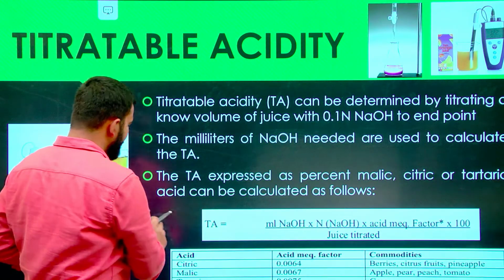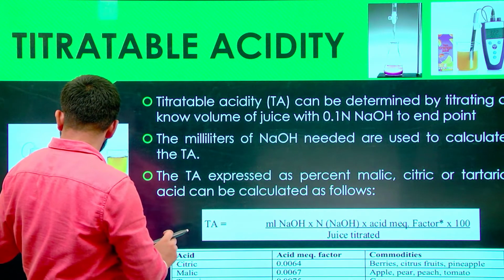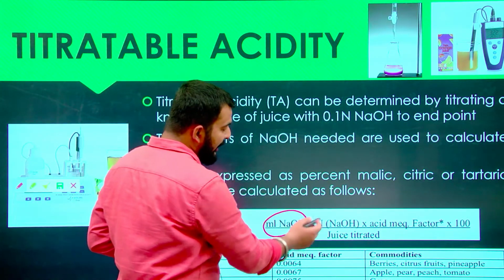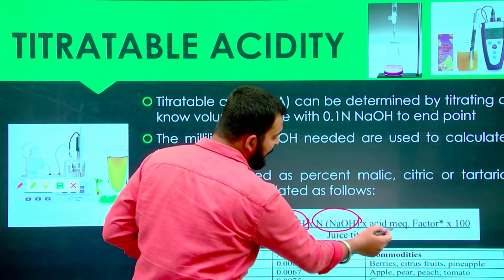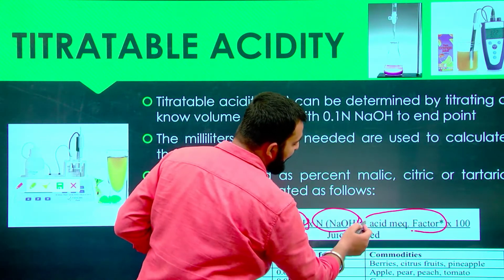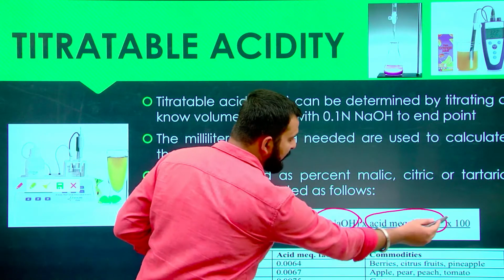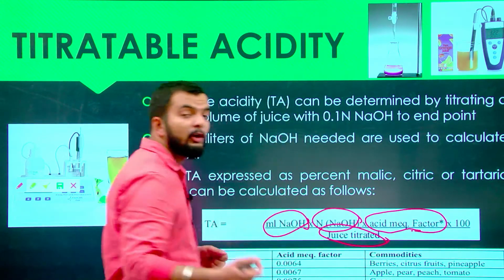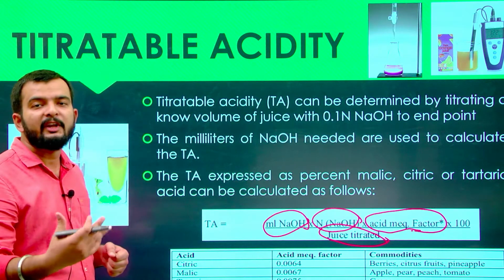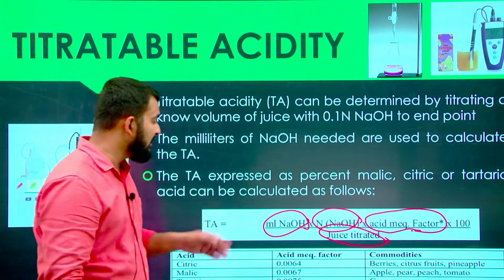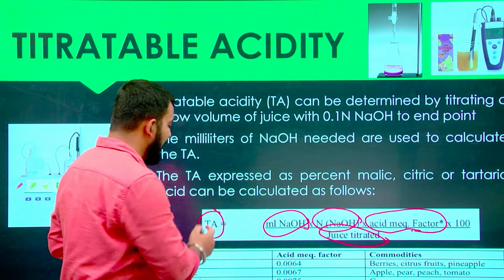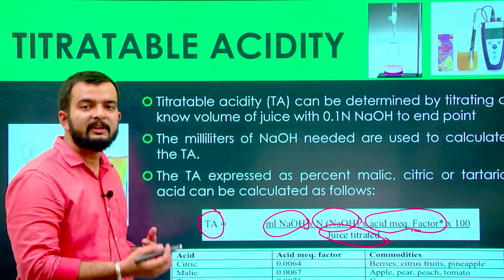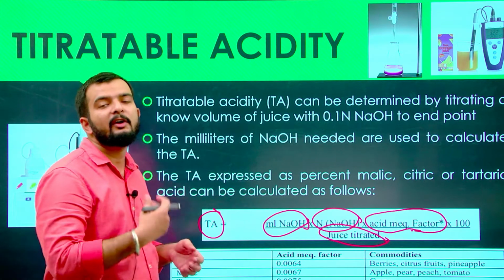Titrable acidity is the volume of NaOH into the normality of NaOH into your acid milli equivalent factor into 100 to convert it into percentage, divided by the volume of initial juice sample of fruit that you have taken. With this you can find out the titrable acidity of a particular fruit or vegetable. First you have to extract the juice and clarify it.